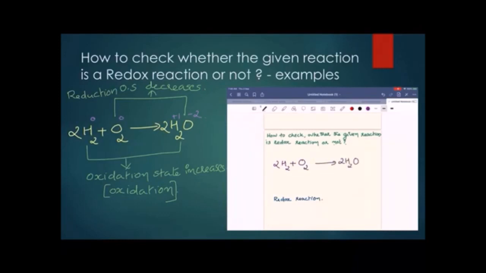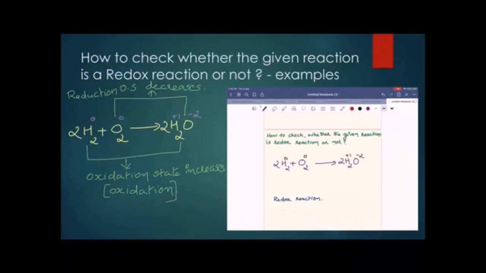Consider this equation. Hydrogen reacts with oxygen, forms water. How to check whether this reaction is a redox reaction or not? Very simple. First we have to find the oxidation states of all the atoms present in this reaction. For example, hydrogen in its elemental form, so its oxidation state is 0. Oxygen, oxidation state is 0. Water is a compound, and in a compound oxygen's oxidation state is -2. Hydrogen oxidation state is +1.